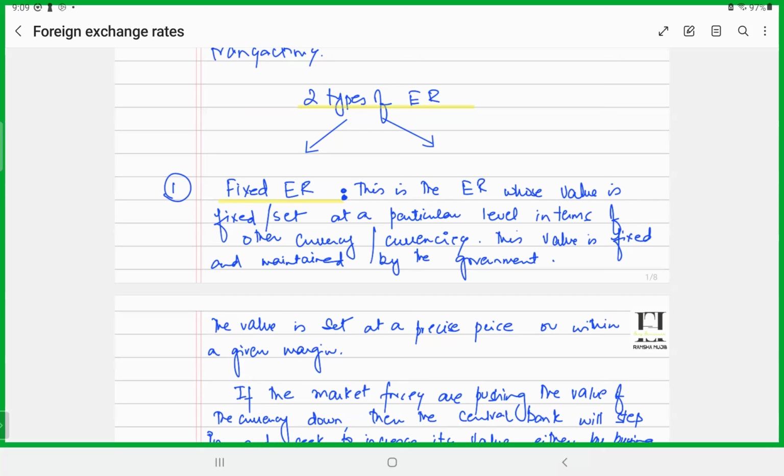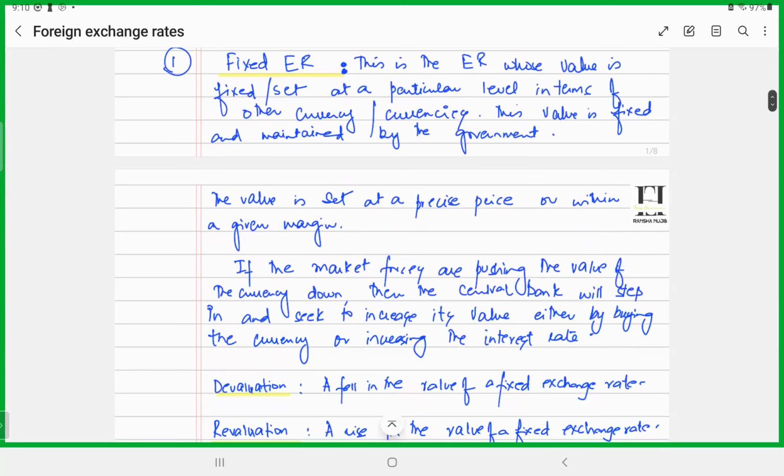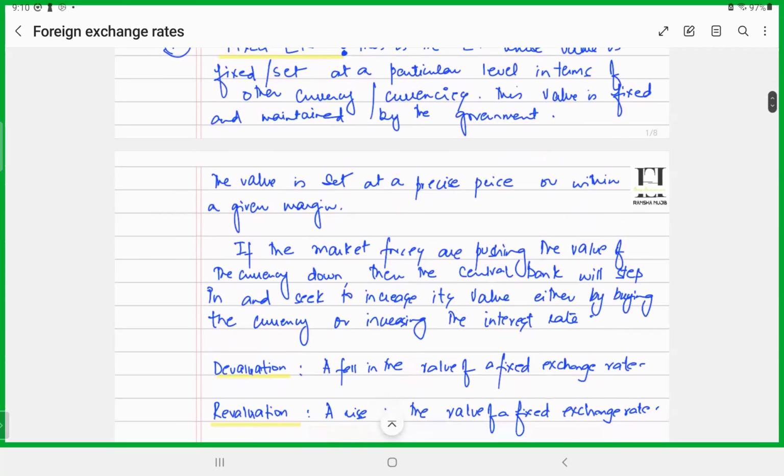Again, this value is fixed by whom? The government, usually the central bank, and it's maintained. So in order to ensure that the currency remains within that band, the government does a set of transactions, does a set of activities in order to maintain it. So the value is set at a precise price or within a given margin. If the market forces are pushing the value of the currency down, then the central bank will step in and seek to increase its value either by buying the currency or increasing the interest rate.